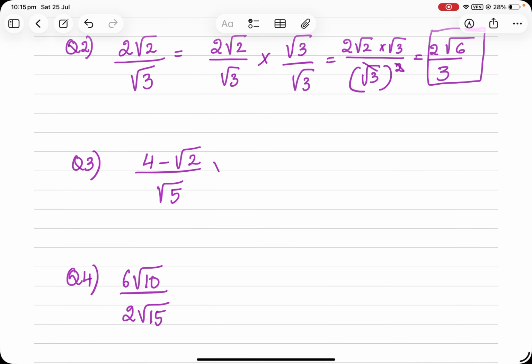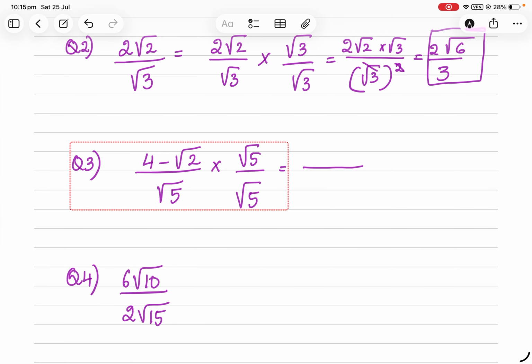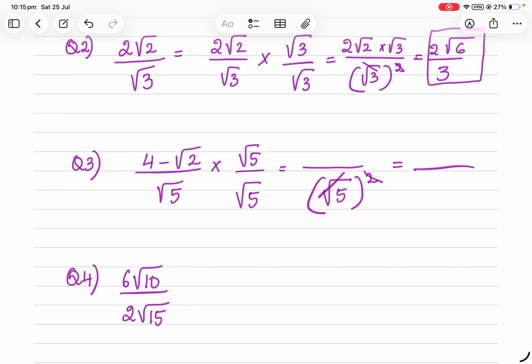Same thing here. This is a monomial denominator. So I'm going to multiply and divide with square root of 5, so that the denominator would end up as square root of 5 squared, because square root of 5 times square root of 5 is square root of 5 squared. This cancels, and you are left with only 5 in the denominator.